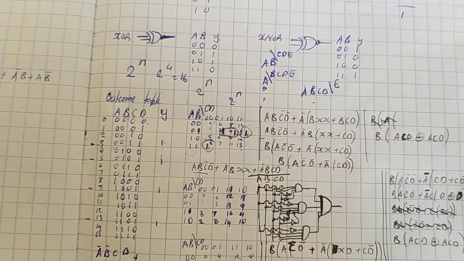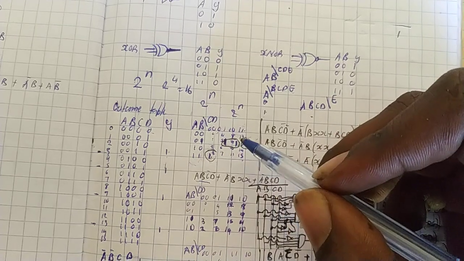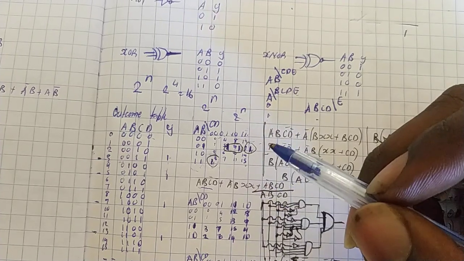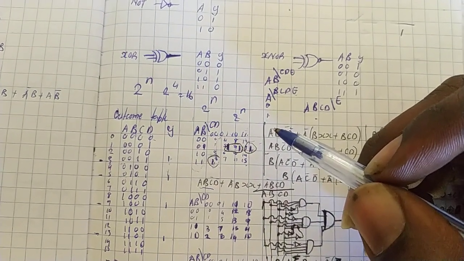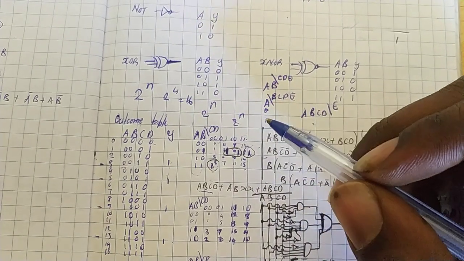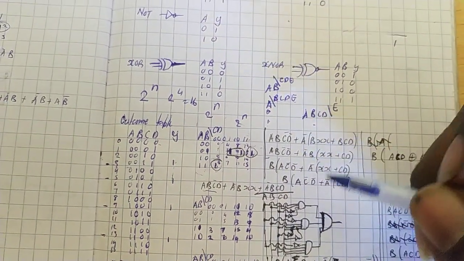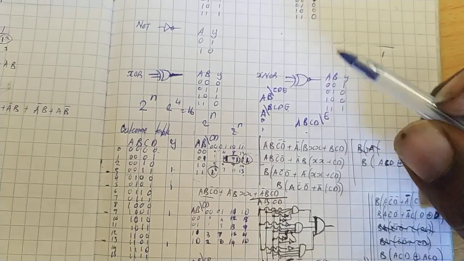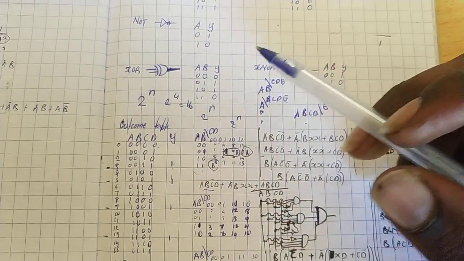2 power 0 is 1. So you can have groups of 1, 2, 4, 8, 16, 32, 64, 128, 256, 512, 1024, and then 2048. And then from there you have started it again. From 2048, it's 4096, and then 8192, and then 16384.